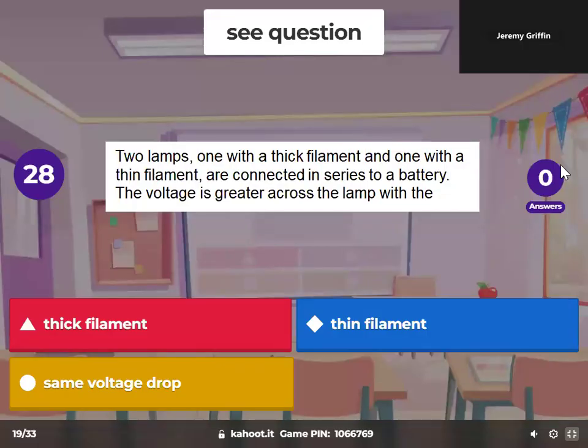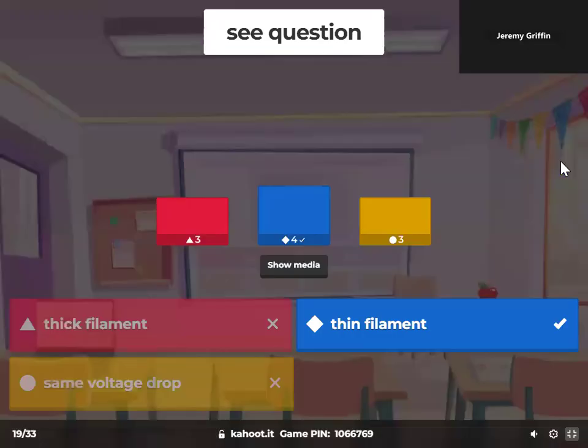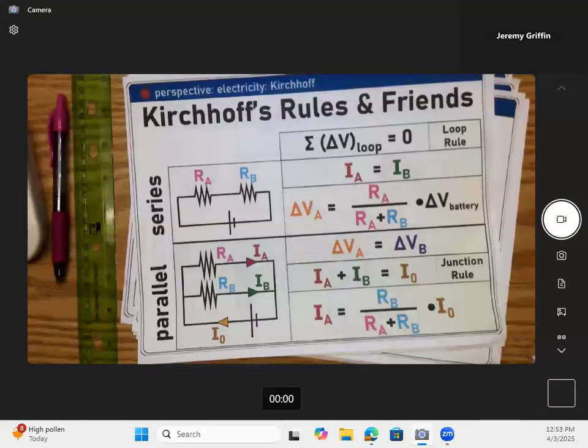Two lamps, thick filament, thin filament, connected in series, same as before. The voltage is greater across the lamp with the thin filament, which would be the greater resistance. So the greater the resistance, the greater the voltage drop in series. Okay. So back to that with the equation here. So that's this one right here.